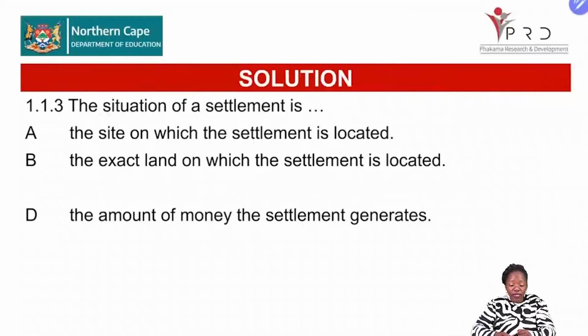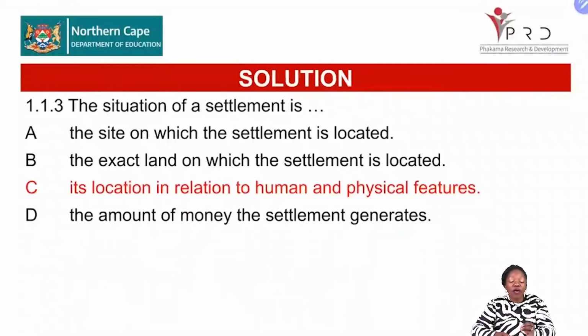Right, looking at our solution as we are looking at the situation. Remember, that's where you're supposed to remind yourself of the definition of a situation. Remember, we have the site and we have the situation, so you should be able to know the difference between the two. So our solution then: the situation of a settlement is its location, which is the site, in relation to the human as well as the physical features.